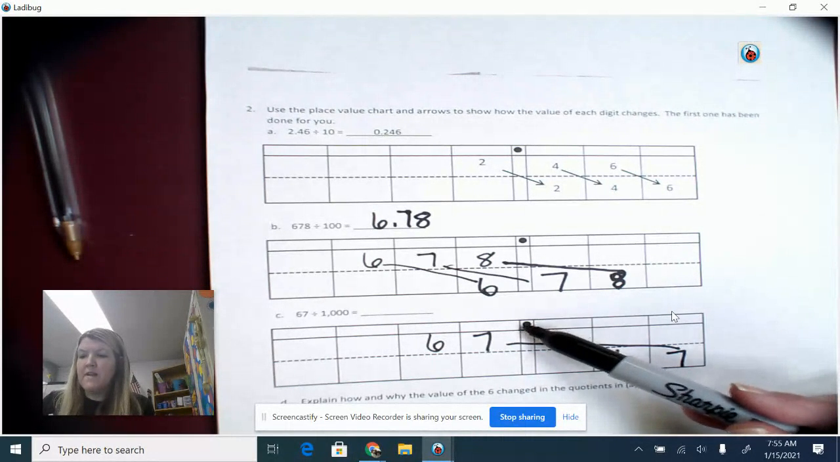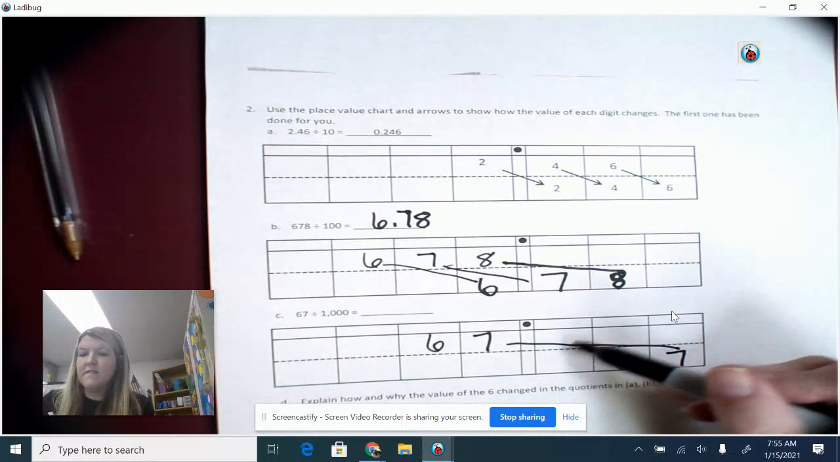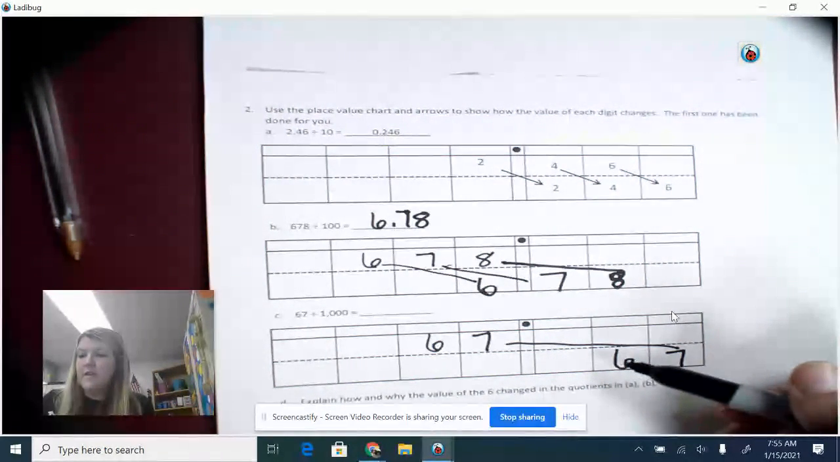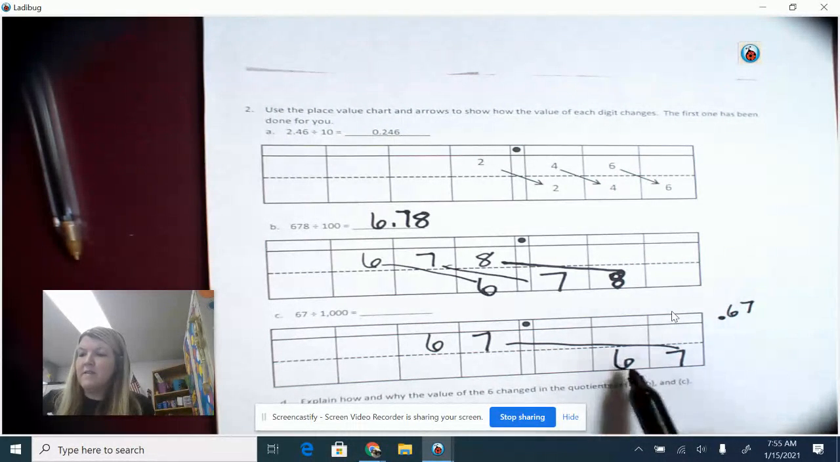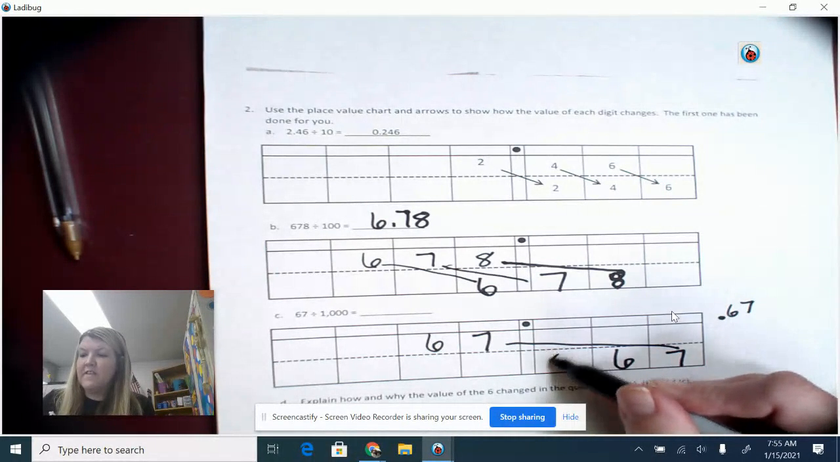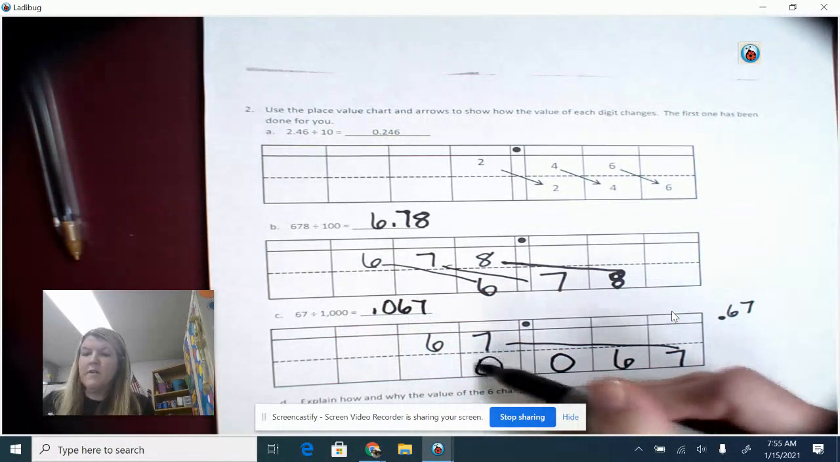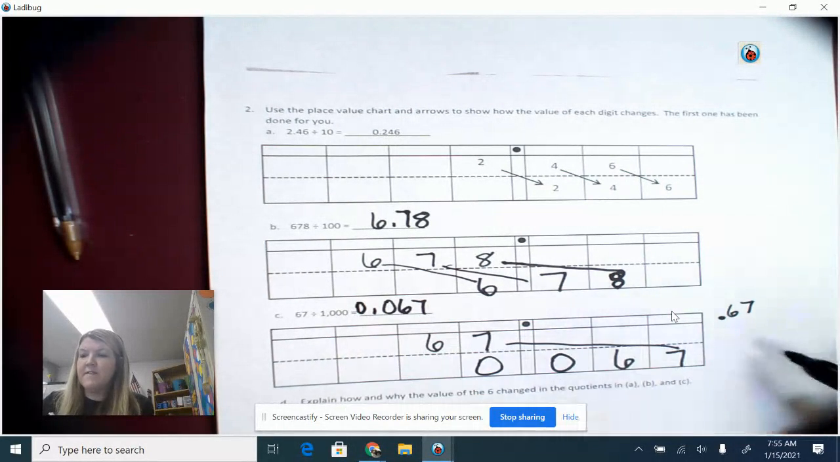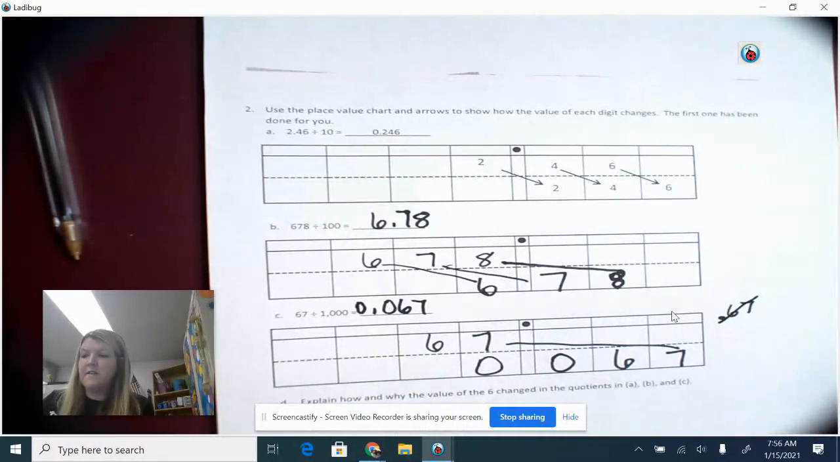I have to remember I've got my decimal point. But since I don't have anything in the tenths place, I do have to put a 0 here, because this does show that I've divided by 1,000. If I didn't put a 0, it would look like my answer was 67 hundredths, but that's not the case, because we've got no tenths. So it actually has to be 67 thousandths. And I could also put a 0 in the ones place. So you see, this is not the same thing as this. 67 hundredths is going to be more than 67 thousandths.